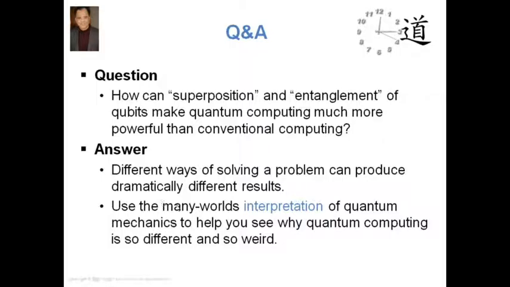And then I talk about how we can use the many worlds interpretation of quantum mechanics to help you see why quantum computing is so different and so weird, so bizarre. So I need to talk about the many worlds interpretation. This will take us a little deeper into quantum mechanics. And I put interpretation here in blue because I want to be very exact in the terminology.